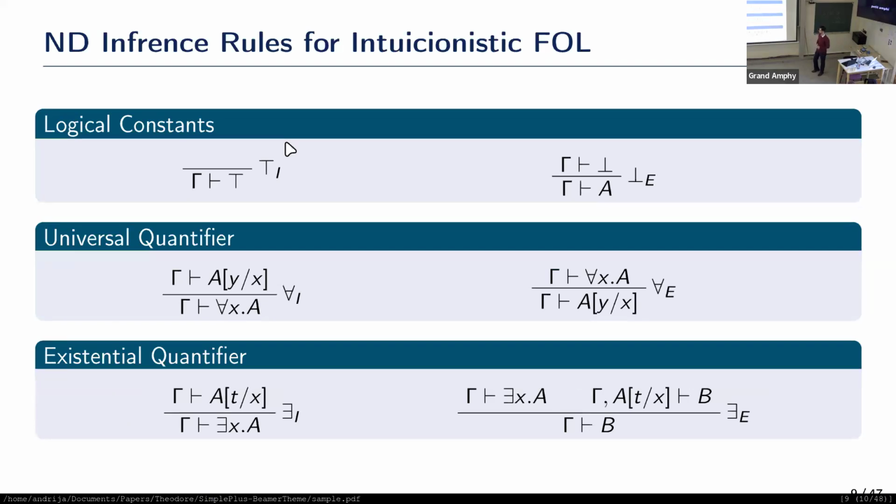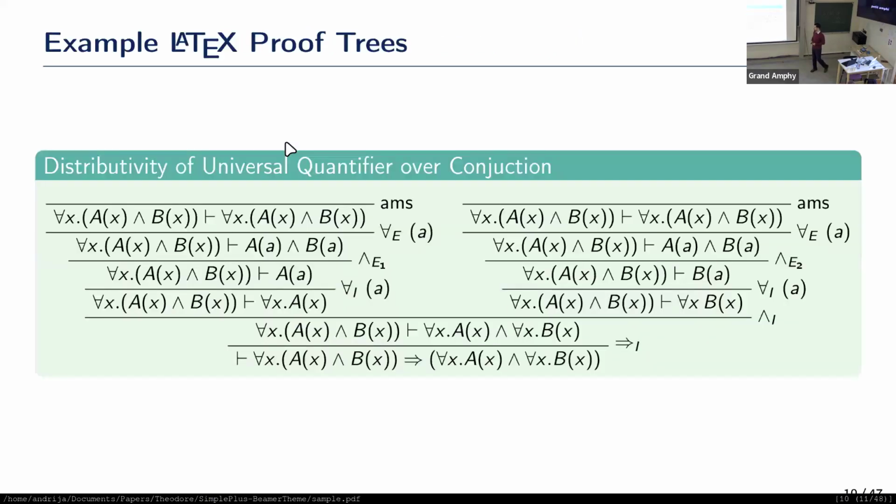And then we have rules for the logical constants, the universal quantifier, and the existential quantifier. This will be the example that I showed earlier, for a relation of this form. One thing to note here is that I use these two rules. This is actually not how it is implemented in the prover, and we will see the difference.